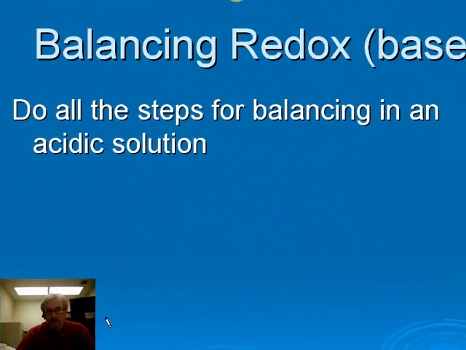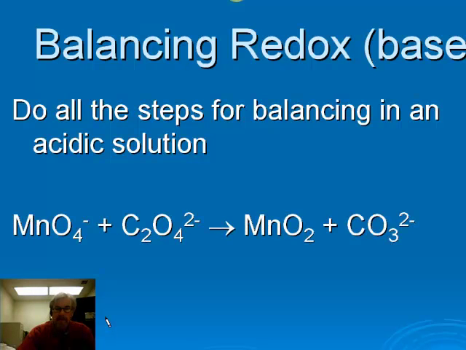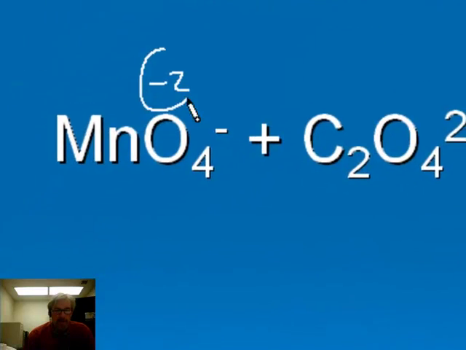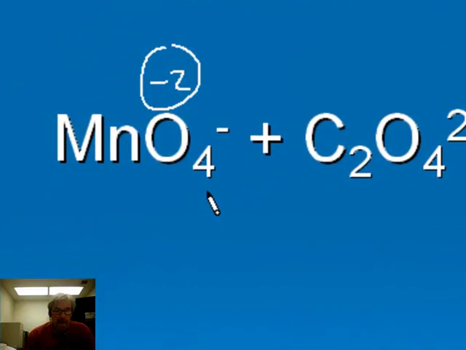First of all, we begin by ignoring the fact that it's in a basic solution. Do all the steps for balancing the reaction in an acidic solution. So the first step, of course, is assigning oxidation numbers and then splitting up into half reactions. Well, for oxygen in the permanganate ion here, it's -2. 4 times that would give you -8. So if we're going to sum up to -1, the manganese must be +7.